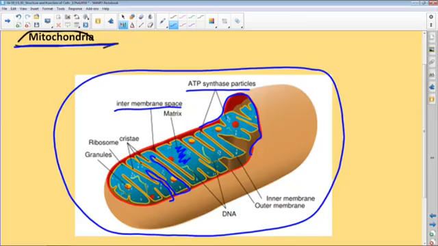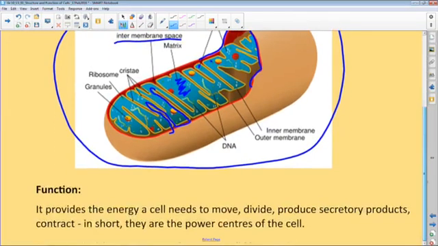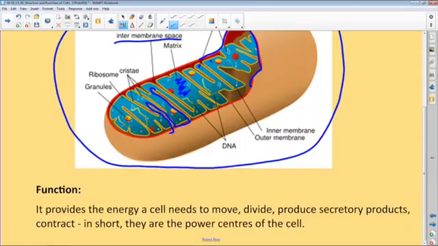In other words, it happens inside the little dots over there. Okay, what is the main function of this? Main function is the most important thing. Without this, you wouldn't be able to get up in the morning. Okay, let's have a look at it. It provides energy a cell needs to move, to divide, to produce products, anything.